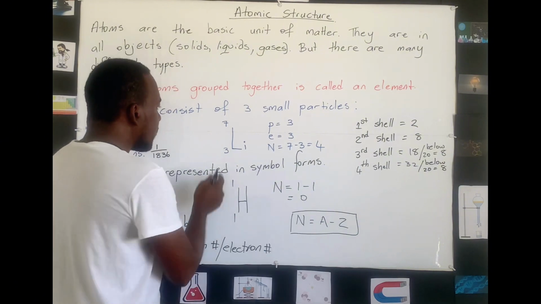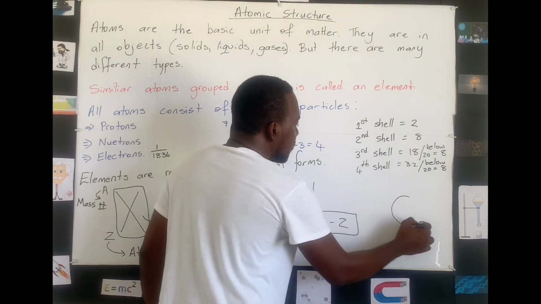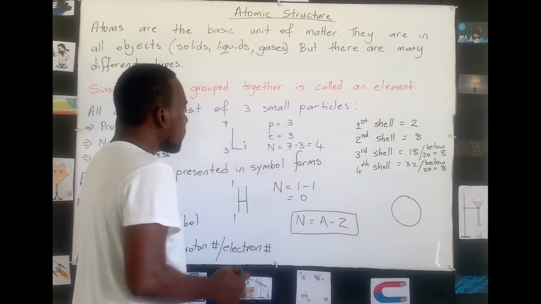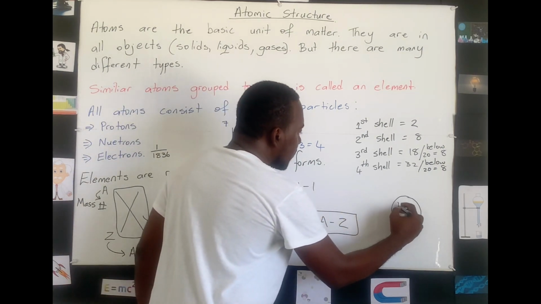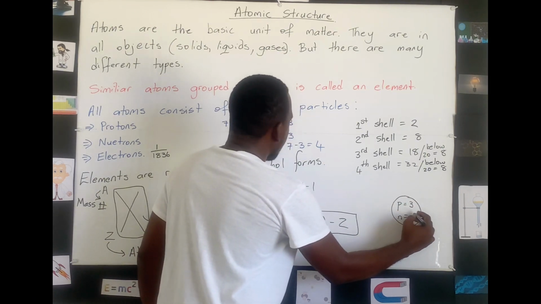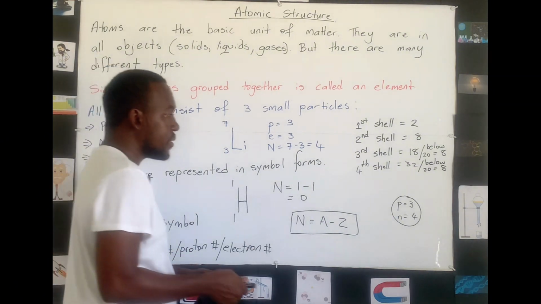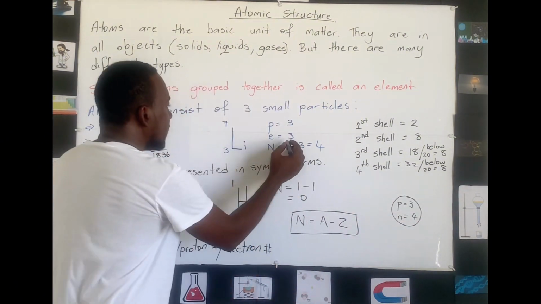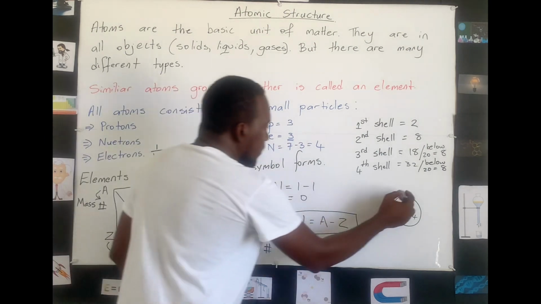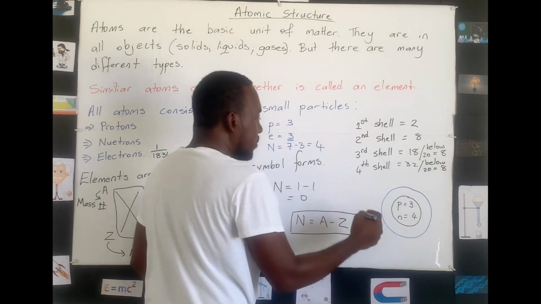So let's look at the structure of lithium. The first thing we do is draw our nucleus. At the center, we put in how many protons, which is 3, and how many neutrons, which is 4. And then we look at our electrons. So we note we need 3 electrons. That means we need a first shell here. The first shell can hold a maximum of 2.